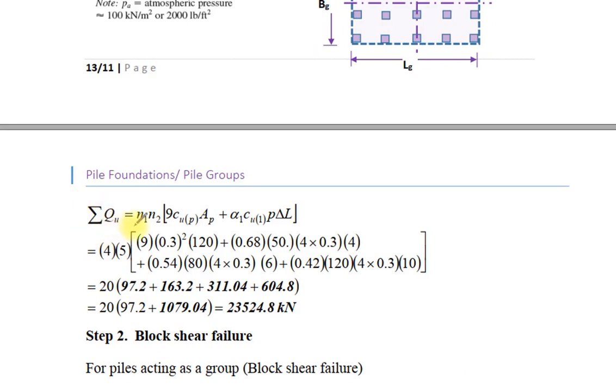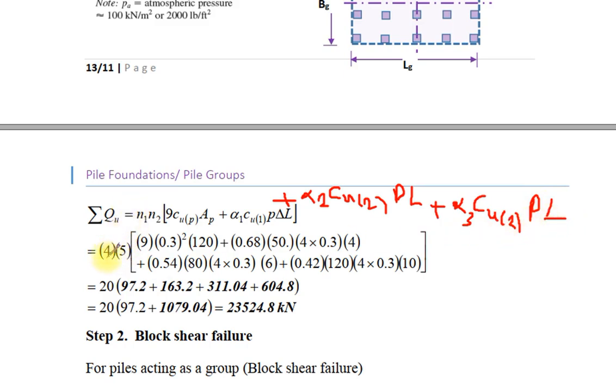Summation of ultimate bearing capacity equal to 9 undrained cohesion AP, plus alpha 1 undrained cohesion perimeter delta L, plus alpha 2 undrained cohesion for the second layer multiplied by perimeter multiplied by delta L for the second layer, plus alpha 3 multiplied by undrained cohesion for the third layer multiplied by perimeter multiplied by delta L for the third layer.